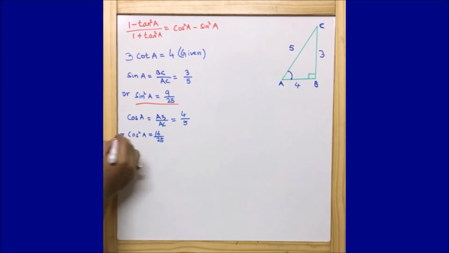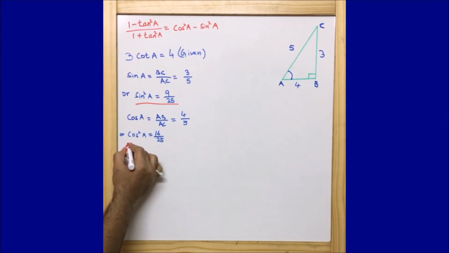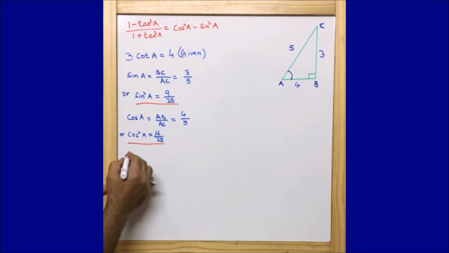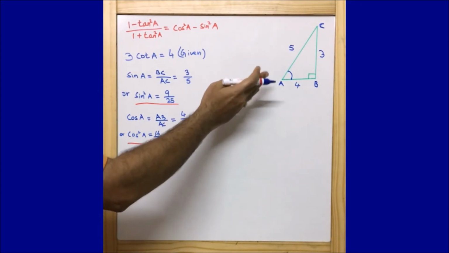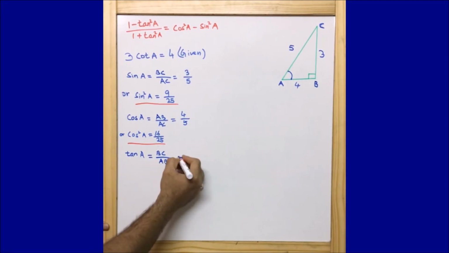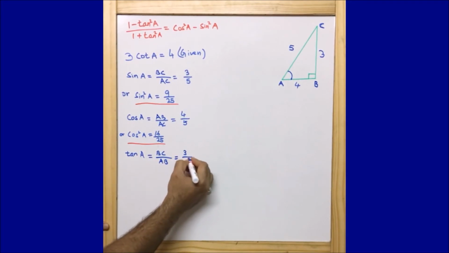Okay, this is what we got for cos square A. We got the value for cos square A as 16 by 25. Now let us find out tan. Tan A is equal to side opposite to angle A, that is BC, upon adjacent side to angle A, that is AB. So that is equal to 3 by 4.